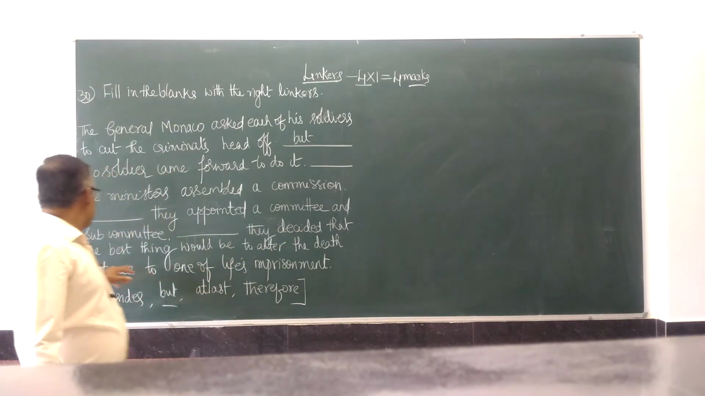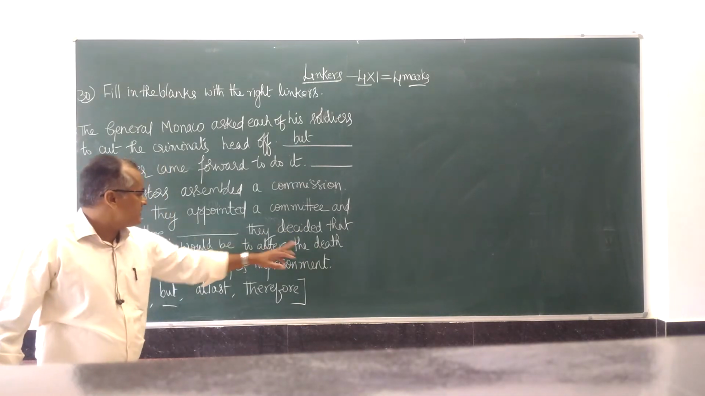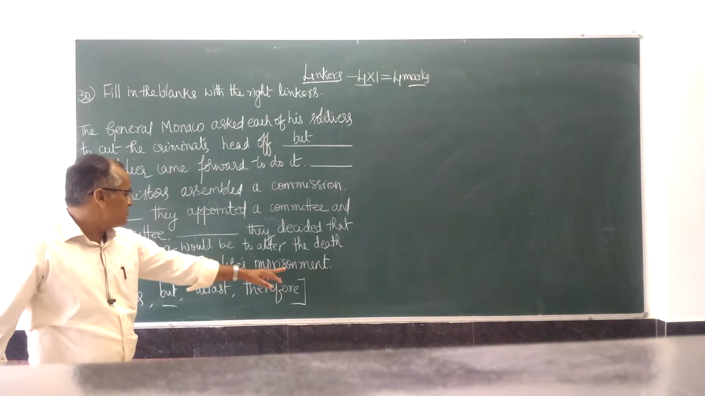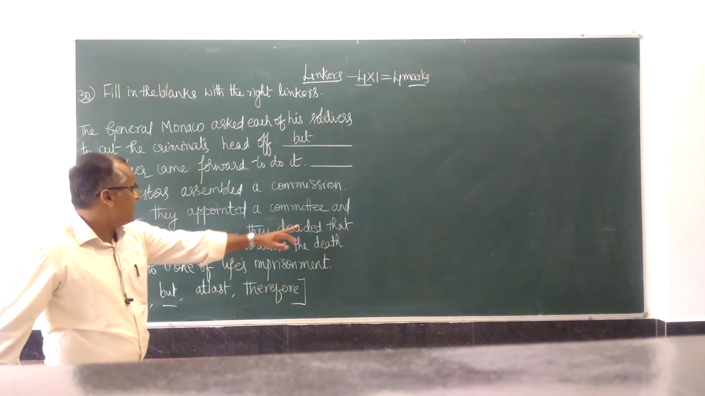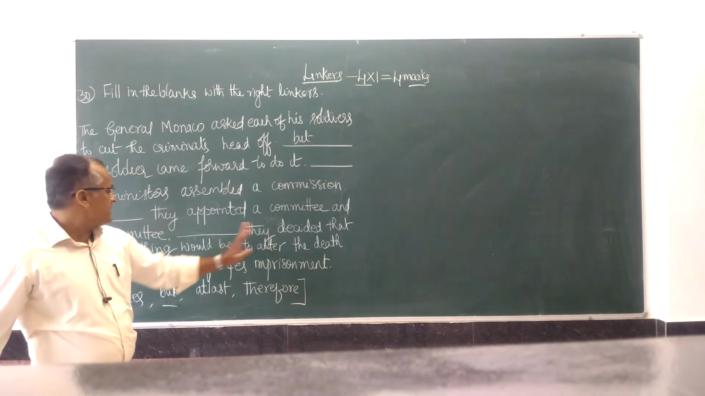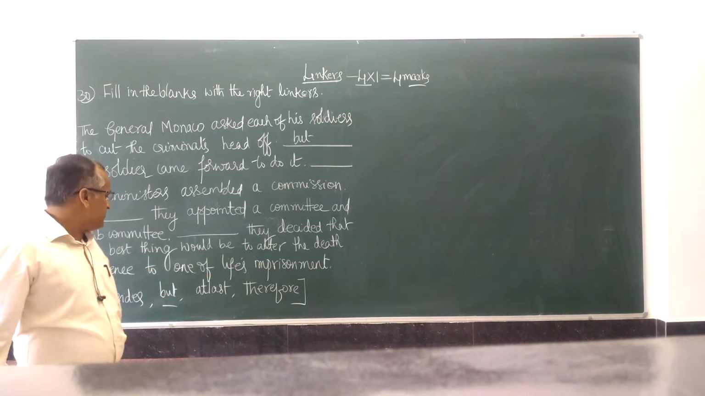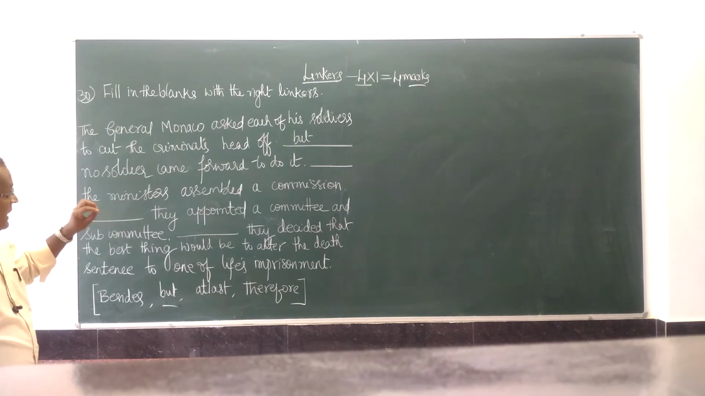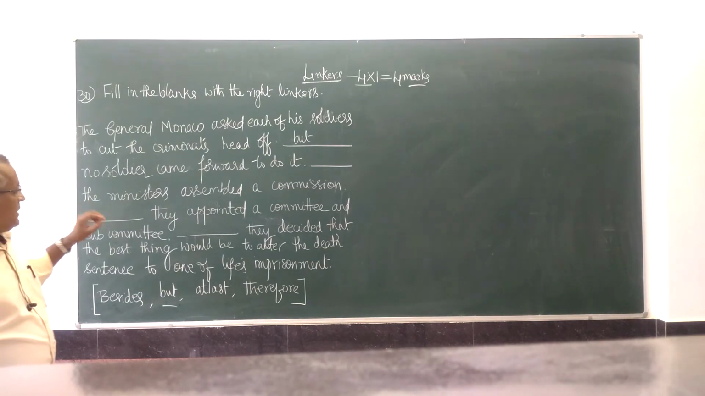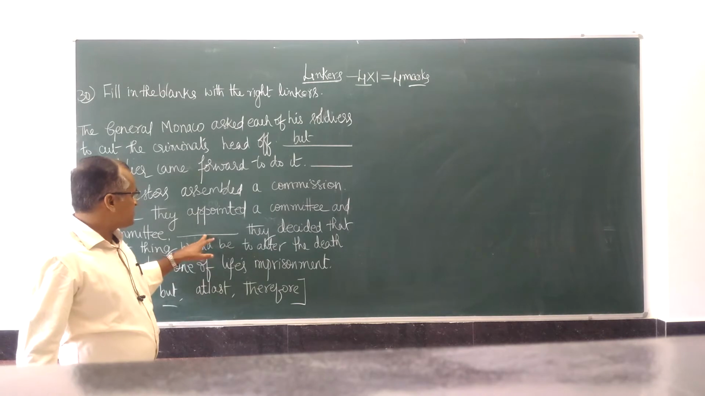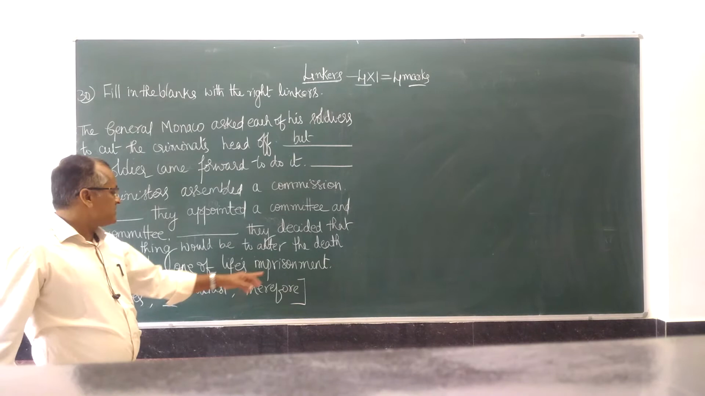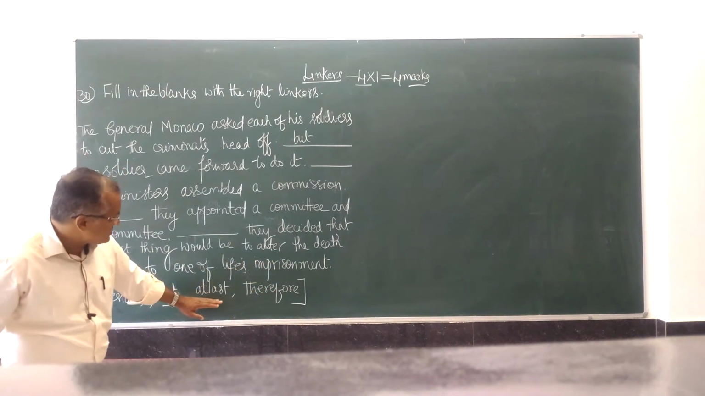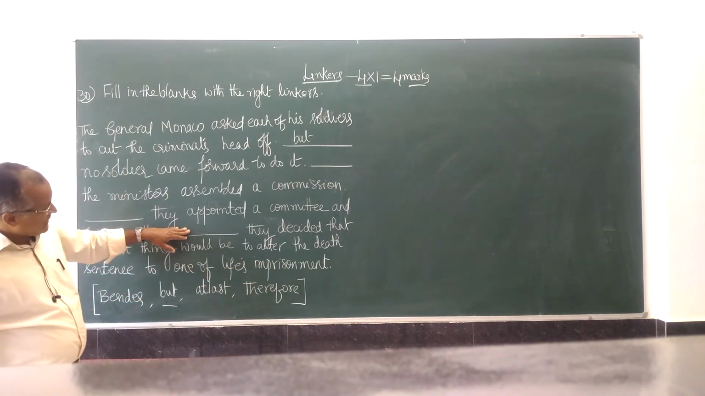Dash, they decided that the best thing would be to alter the death sentence to one of life imprisonment. Okay. Now, we shall try to use any one of them. Besides, they decided that the best thing would be to alter the death sentence to one of life imprisonment. Okay. Now, I don't think this is more appropriate. Let us try with the other one. At last, they decided that the best thing would be to alter the death sentence to one of life imprisonment. I think this is a suitable one for this blank.